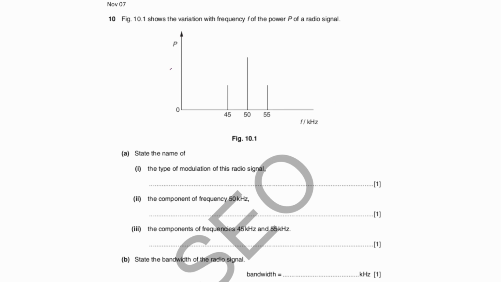Alright, so the next part, what is this frequency component called? This is actually called your carrier frequency. And what is the components, these two components called? These are called your side bands. So state the bandwidth. So the bandwidth you can obtain by taking the highest frequency component minus the lowest frequency component, which is 10 kilohertz.